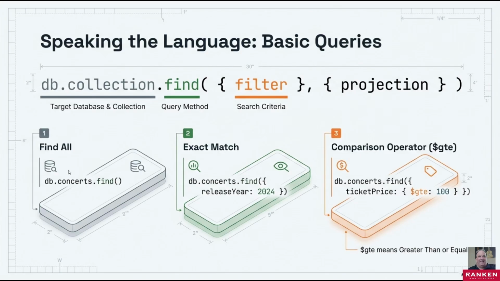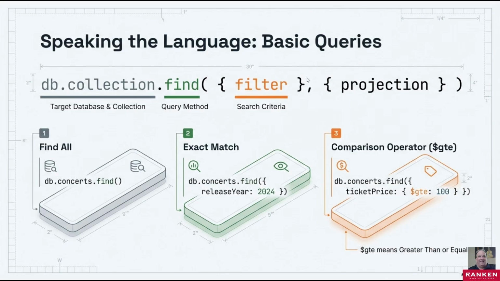db.concerts.find, right? That will find all, okay? Exact match, well, this probably isn't exact, but anything that was released in the year 2024, it'll return only the ones that have a release year of 2024, okay? Here is a comparison operator, okay? This one you've got db.concerts.find where ticket price is greater than $100, so it's going to return the ones that are greater than 100. There's only like five records in this, so it's pretty simple. But obviously, the movie database has like 21,000 records, right?